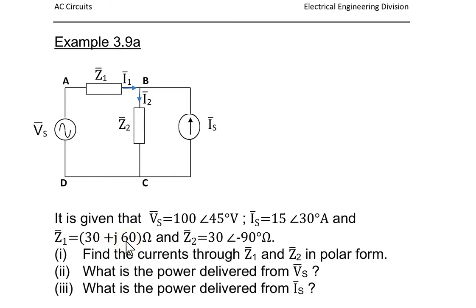Now what are we required to find out? Number one, we want to find the currents flowing through Z1 and Z2 in their polar form. The current flowing through Z1, which is labeled here as I1, and the current flowing through Z2, which is labeled as I2. And then what do we want to do? We want to find the power delivered from Vs. Remember, power can only be delivered in the resistive element. And what is the power delivered by Is to this system? Okay, let's see how we can go about answering this type of question.